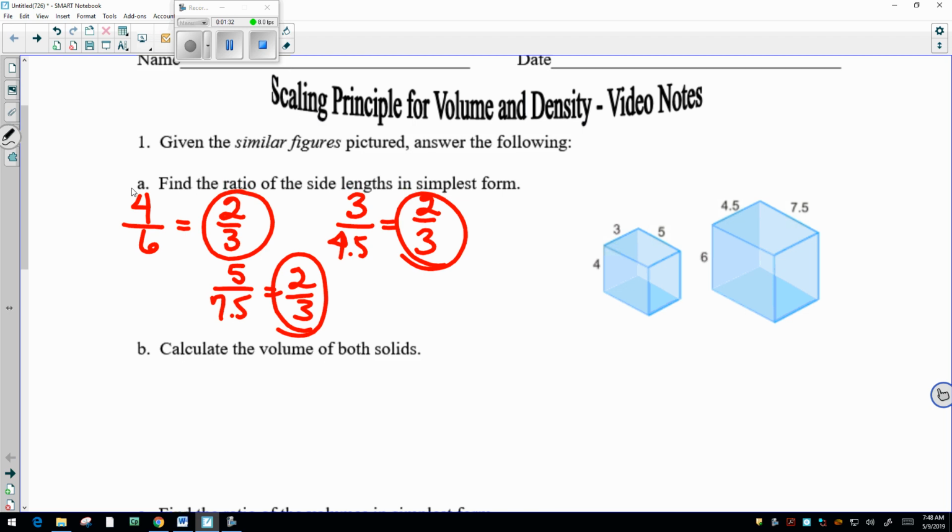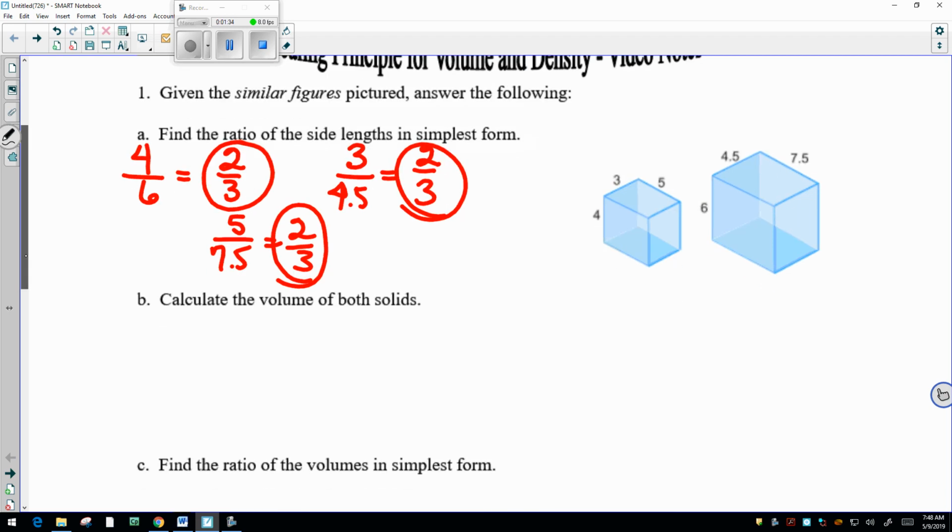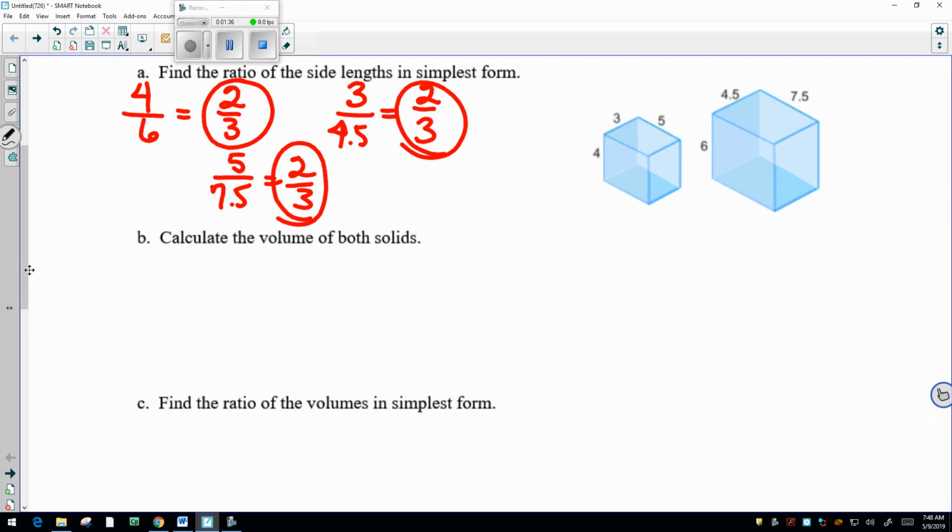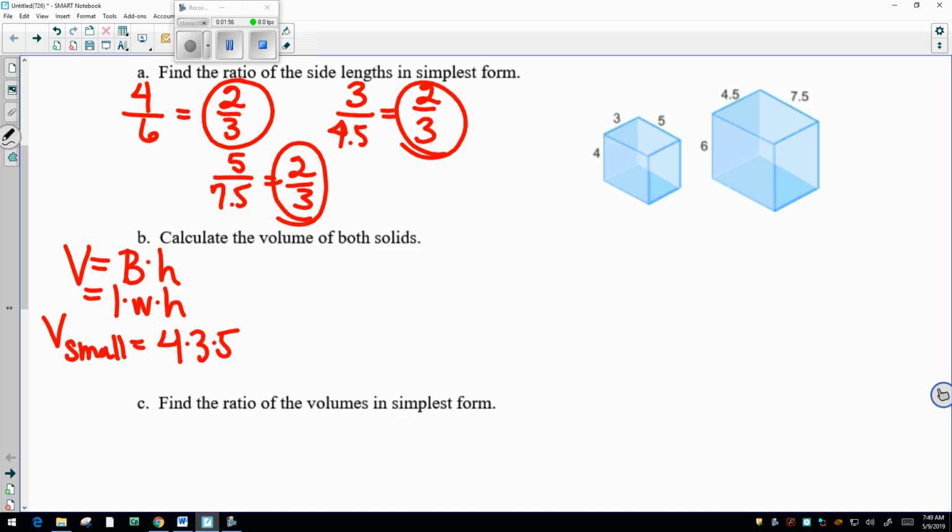If we were to calculate the volume, because it's a rectangular prism, I know your volume formula is big B times H. Big B is the shape of the base. It's a rectangle, so we have length times width times height. So if we do it for the first one, for our small prism, we would have 4 times 3 times 5, and that's going to get us a total volume of 60 units cubed.